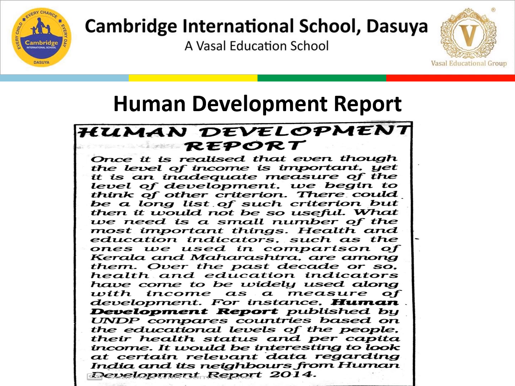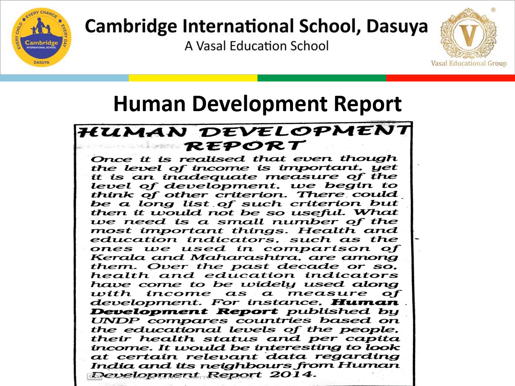ठीक है. For instance, जब Human Development Report publish हुई 2014 में, in that report they have mentioned, किसने publish करी थी, UNDP ने. So published by UNDP, it compares countries based on education level. हर कंट्री के लोगों का एजुकेशन लेवल कैसा है, so they are taking that as a consideration.